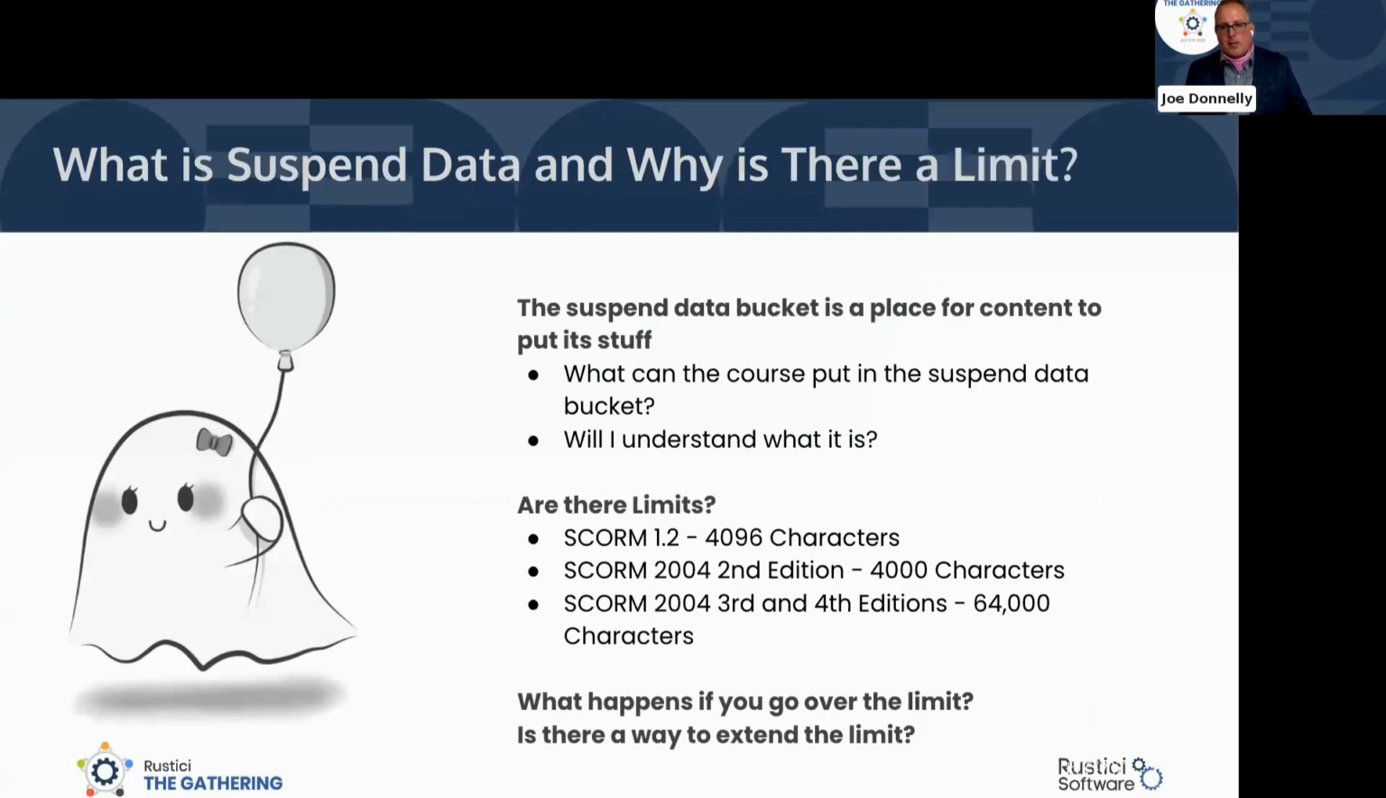Oh, suspend data, and why is there a limit? As I learned from my good friend Anthony yesterday, nothing goes wrong with suspend data, so we shouldn't even talk about this slide. I'm fairly certain, but we probably should anyway, because it can get scary. The gist is that the suspend data is a place for a course to put its stuff.